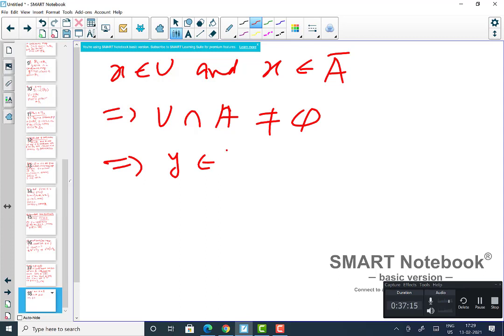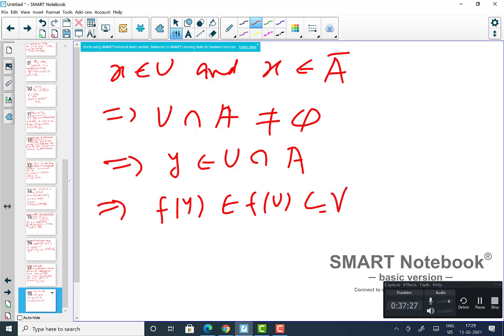So y belongs to U intersection A, and this implies f of y is an element of f of U, which is inside V. And also not only that, y belongs to A means f of y also belongs to f of A. Clear? Because y belongs to U, so f of y belongs to f of U, but f of U is sitting inside V. This is one. Also y belongs to A, so that means f of y belongs to f of A. So f of y is an element of V intersection f of A.